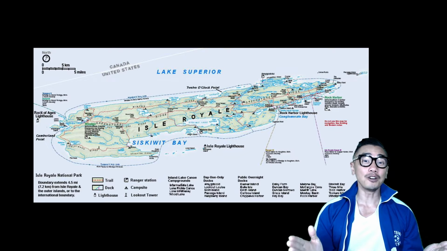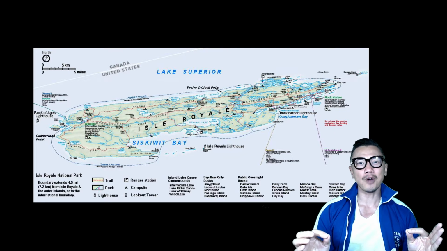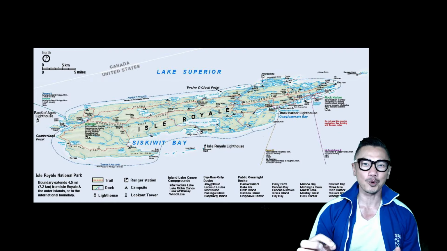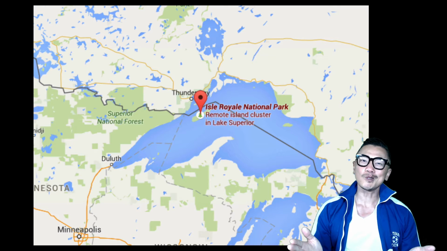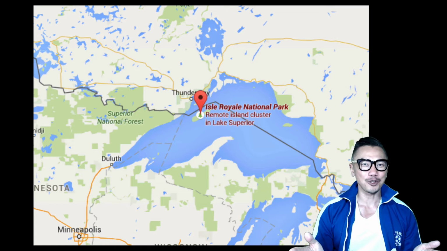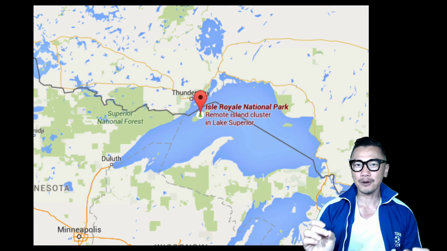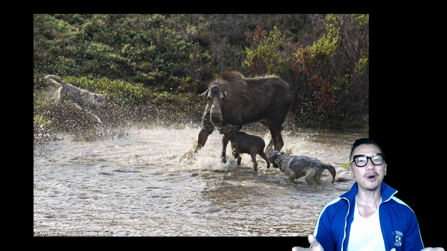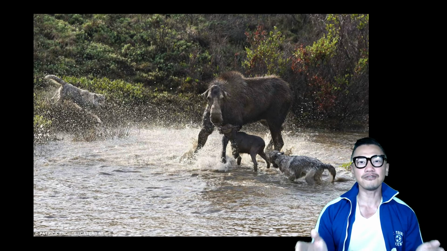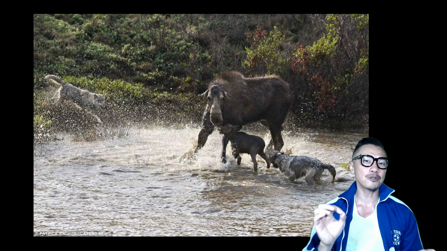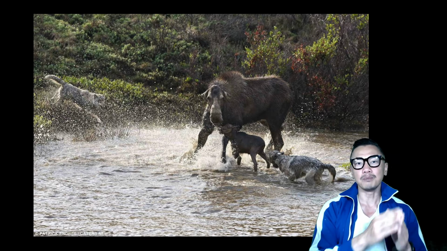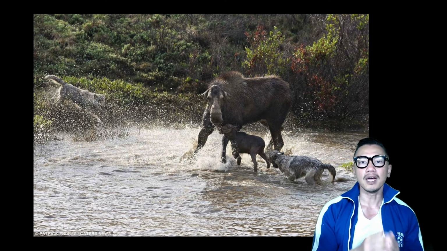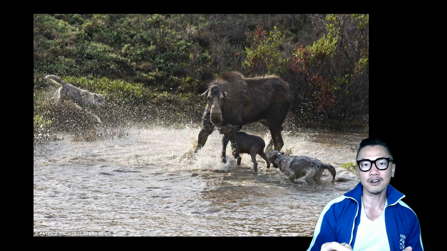This is a map of Royale National Park. It's surrounded by Lake Superior and sits just next to the US-Canada border. Here's another map of Royale National Park to give you a better idea of where these wolves and moose live. Wolf and moose populations on Royale have fluctuated over time as the result of interactions between each animal, within each animal population, and between the animals and their environment.